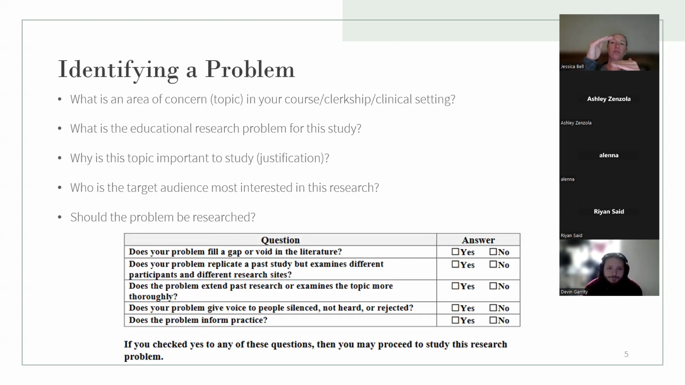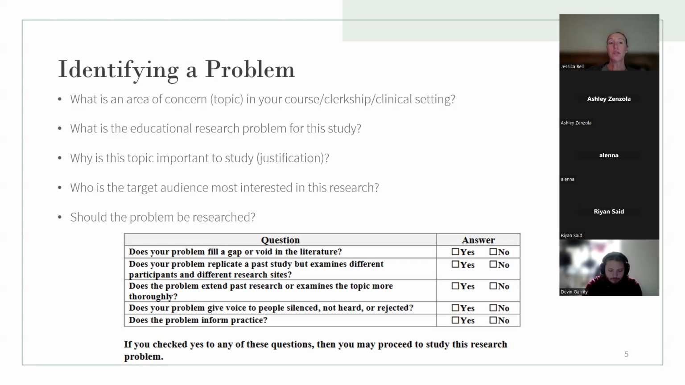Do you see that with the 3 questions, they sound very similar, but they are looking at different things? In question 1, they're looking at a general area, being more broad. The educational research problem is a specific question. Why is this topic important to study? You want justification. Who's the target audience most interested? Is it clinicians? Is it other researchers?